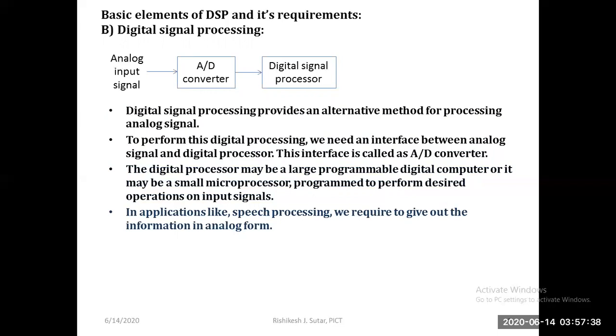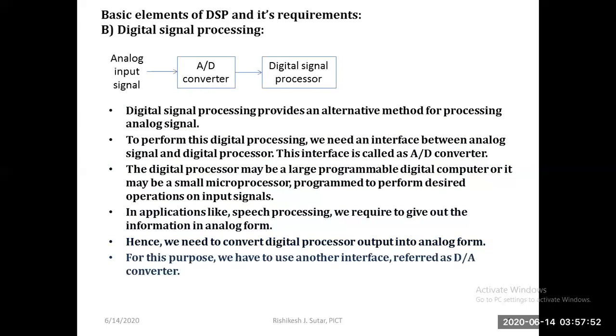In applications like speech processing, we require to give out the information in analog form. If I want the output signal to be in analog form, I need to convert that output of digital processor into the analog form. And for this purpose, I have to use another interface referred to as digital to analog converter, that is DAC. So digital signal processor, its output is given to D to A converter, and whatever the output I am getting is in analog form now.